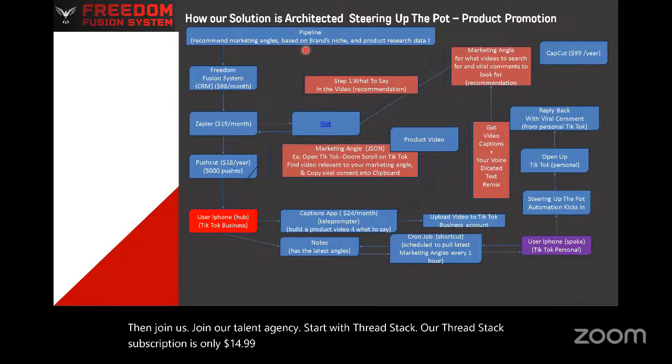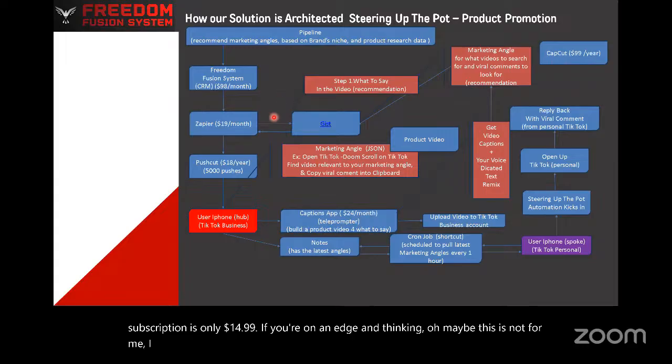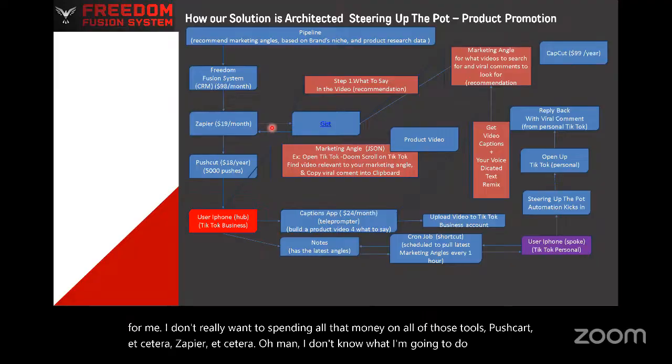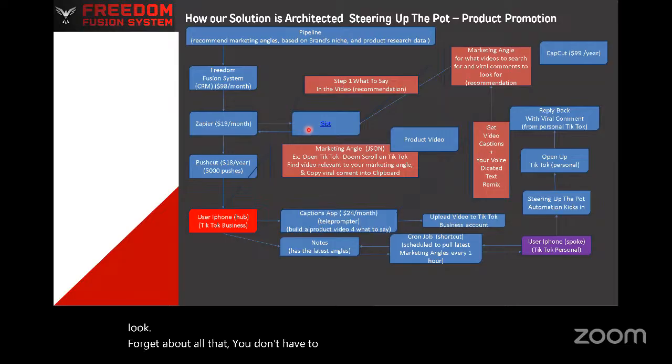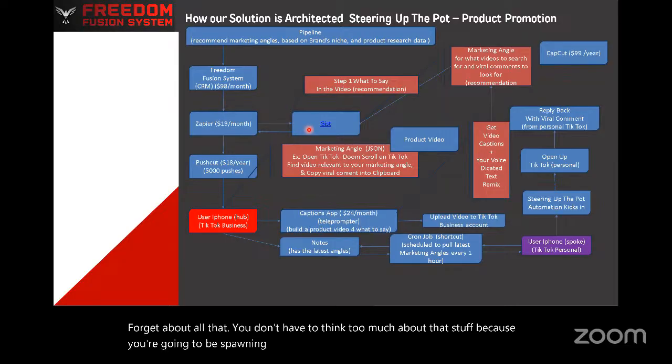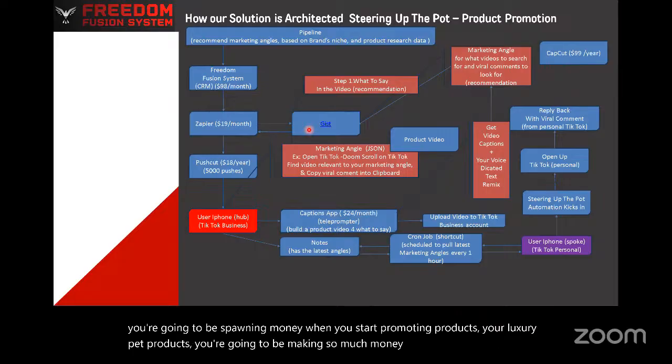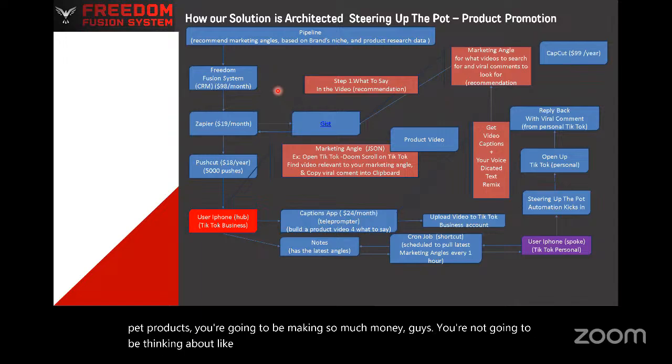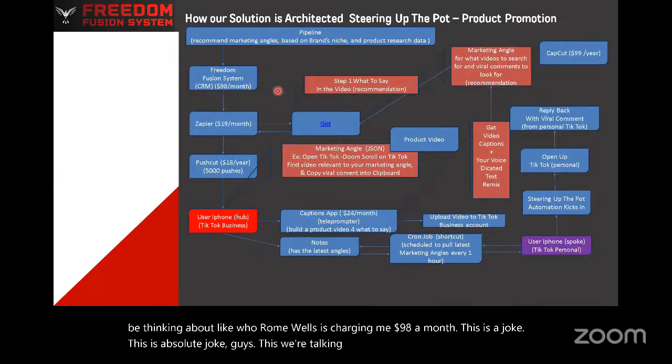If you're on the edge and thinking, oh, maybe this is not for me, I don't really want to be spending all that money on all of those tools, Pushcart, Zapier, etc. Oh man, I don't know what I'm going to do. Well, guys, look, forget about all that. You don't have to think too much about that stuff, because you're going to be making money when you start promoting products, your luxury pet products. You're not going to be thinking about, oh, Ron Wells is charging me $98 a month. This is an absolute joke, guys. We're talking about 10, 20, 30, $40,000 per month that you're going to be making from promoting your products.